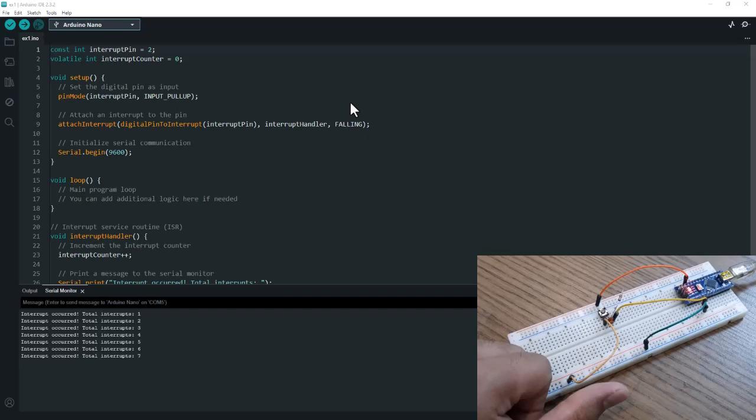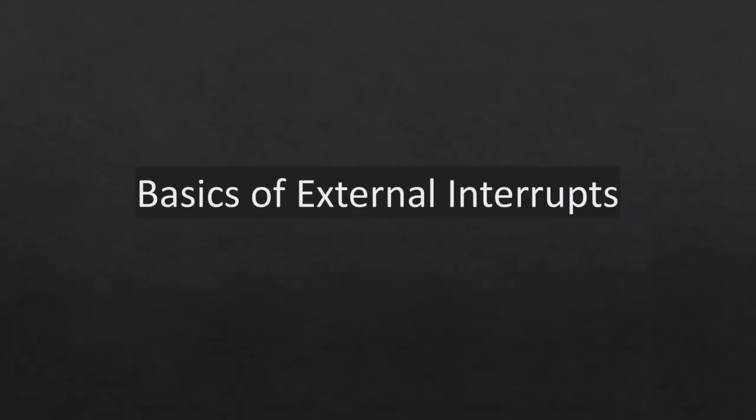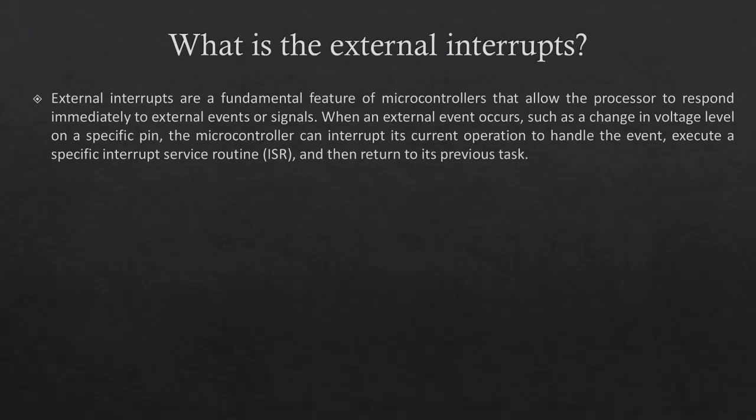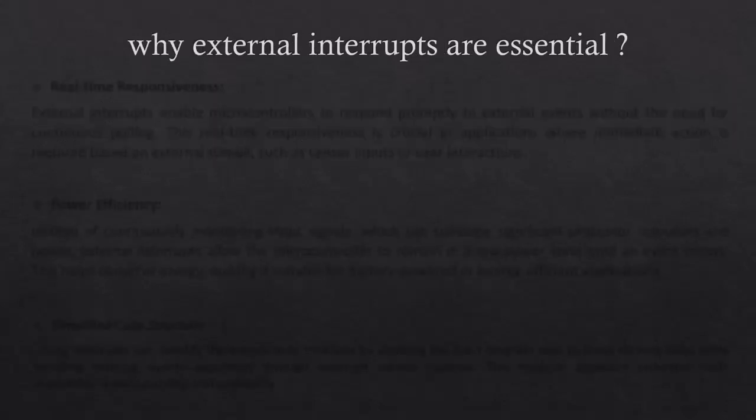Let me provide you with an explanation of the external interrupt capability before proceeding with this project. External interrupts are a fundamental feature of microcontrollers that allow the processor to respond immediately to external events or signals. When an external event occurs, such as a change in voltage level on a specific pin, the microcontroller can interrupt its current operation to handle the event, execute a specific interrupt service routine (ISR), and then return to its previous task. Here are some reasons why external interrupts are essential and advantageous in microcontroller applications.